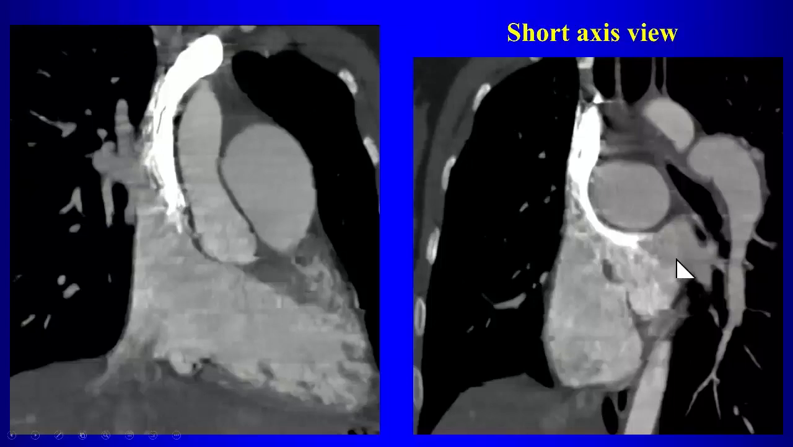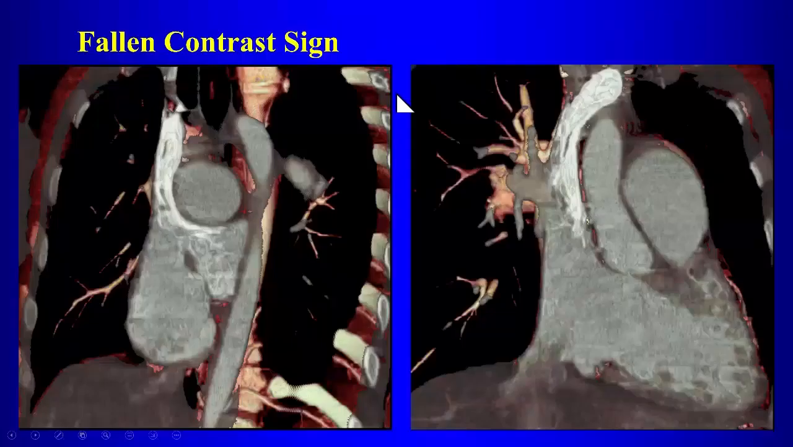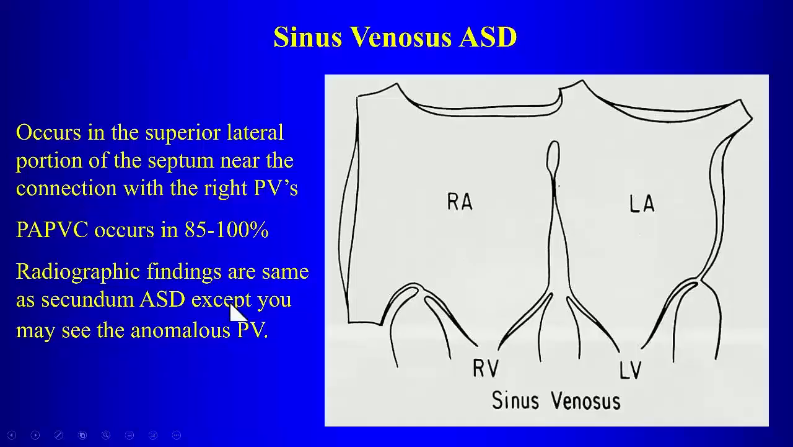So contrast, remember, is denser than the blood, so as it goes in, it can actually fall to the dependent left atrium through an atrial septal defect. That's what's happening here, right? So that's called the fall in contrast sign. So fall in contrast sign here, short axis view, left atrium, right atrium, contrast falling through the atrial septal defect into the left atrium. And then multiple pulmonary veins here draining anomalously to the superior vena cava.